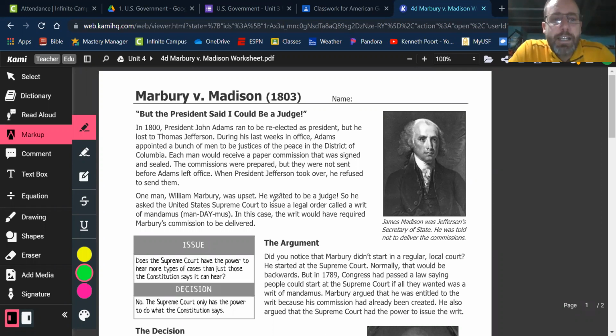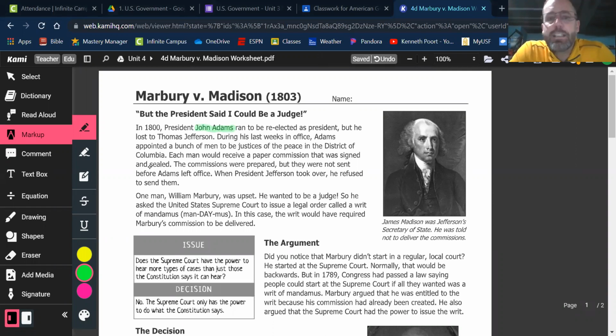Okay. So it says in 1800, President John Adams. I'll just highlight some of the main key players here. Let's go to markup, highlighter, green. There we go. So our first player is John Adams.